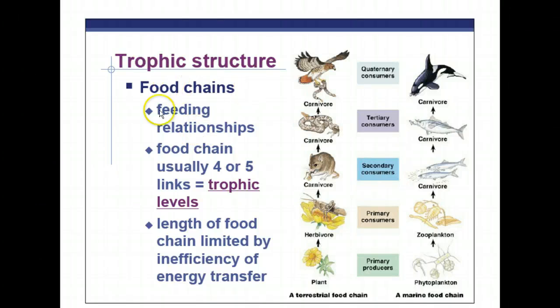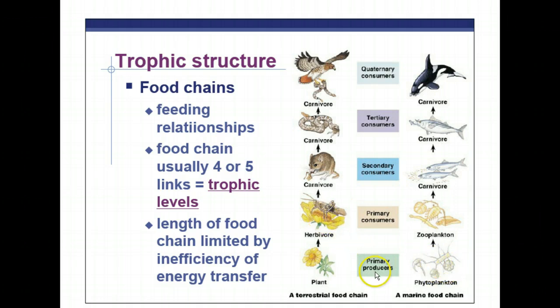Trophic or feeding structures, we're talking about food chains here. Food chains are linear, they don't show the complex relationships in every ecosystem. However, if you take a look here, we always start with a producer. The producer in the food chain is called a primary producer. It's always some kind of plant or some kind of aquatic plant like phytoplankton or algae.